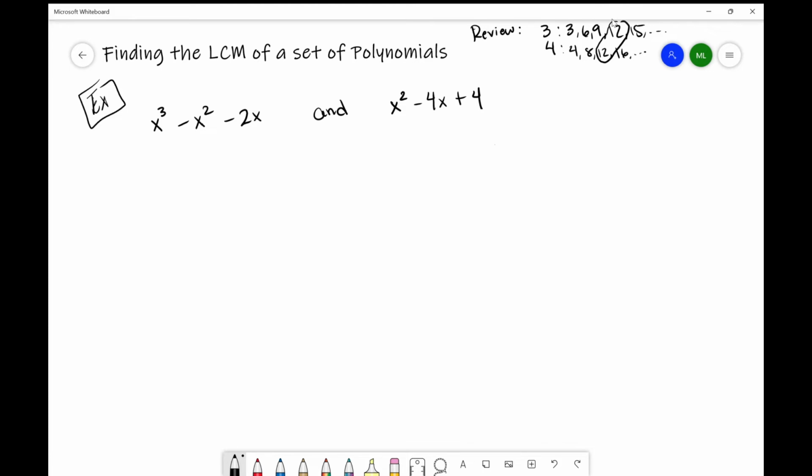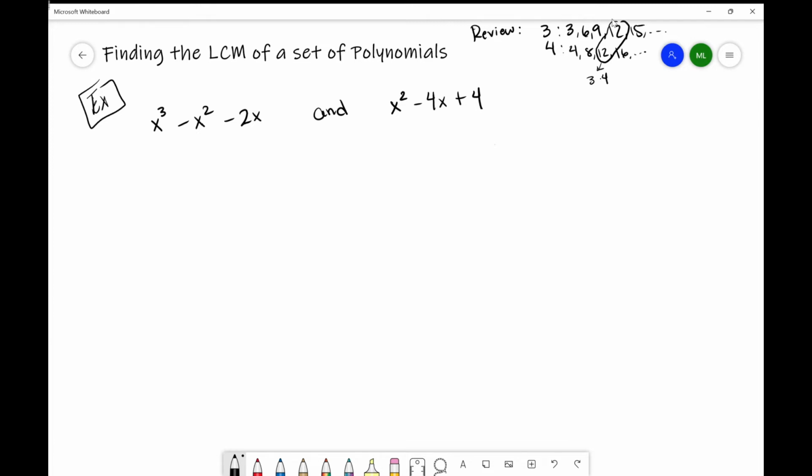Which just so happens to be 3 times 4. They're just multiplied by each other, 3 times 4, because they have to be multiplied to get their least common multiple in this instance. So let's look at polynomials now.